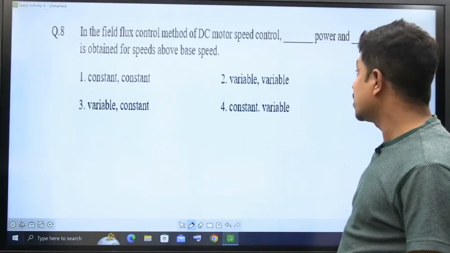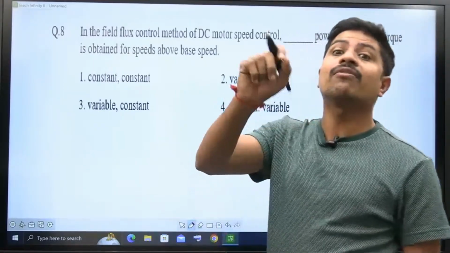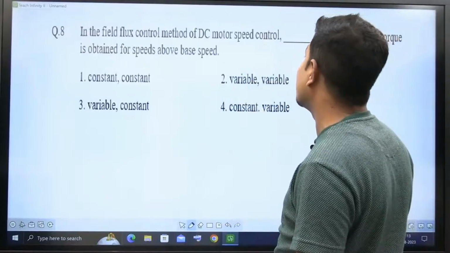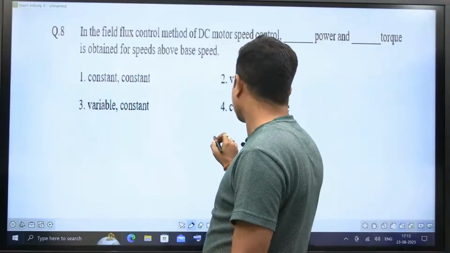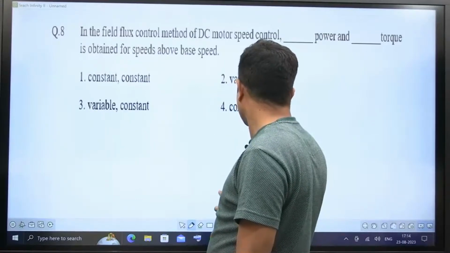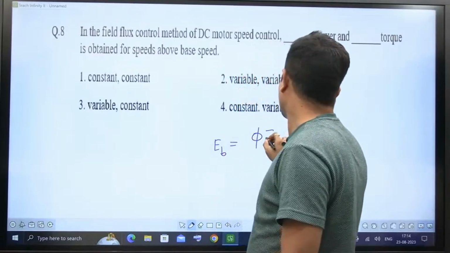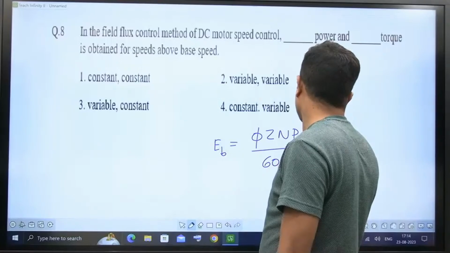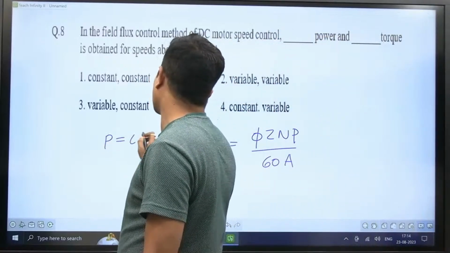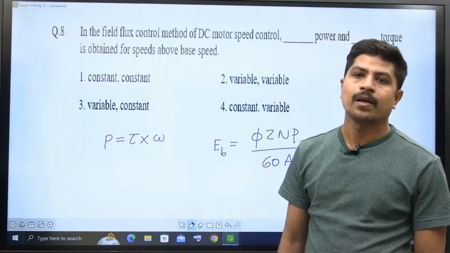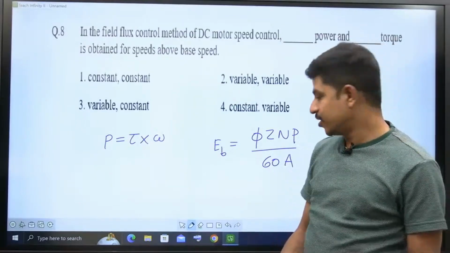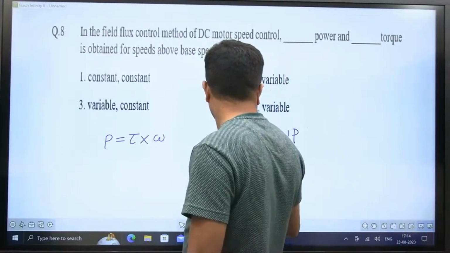Let's go to the next question. In the field flux control method of DC motor speed control, he's varying the field to control the speed of the DC motor. Dash control, dash power and dash torque is obtained for speeds above base speed. Now we all know that speed is inversely proportional to flux. Sir, how did you get this relationship? I'll write here: back EMF E is equal to phi ZNP by 60A. This is one of the relationships. Now we all know that power is equal to torque into speed. If flux increases, speed will decrease. So I'm going for variation of the flux.